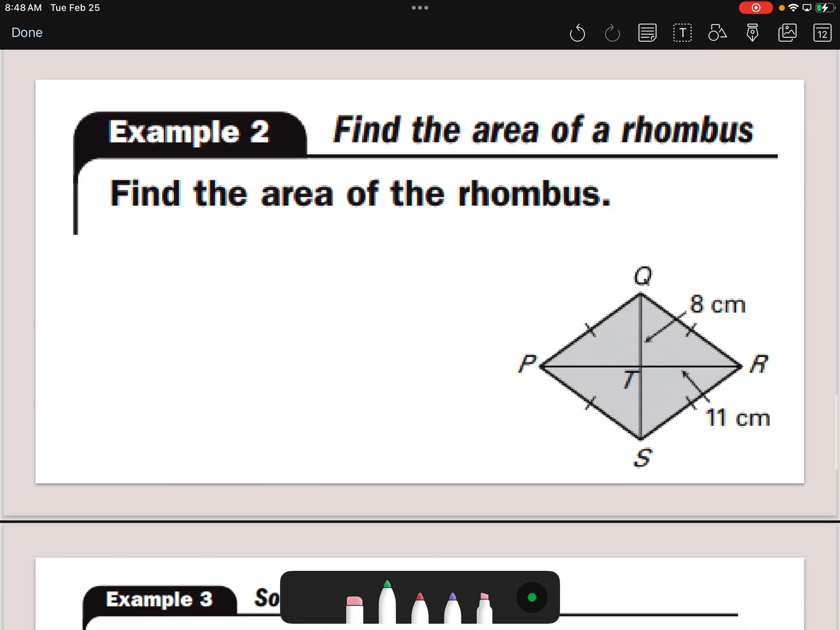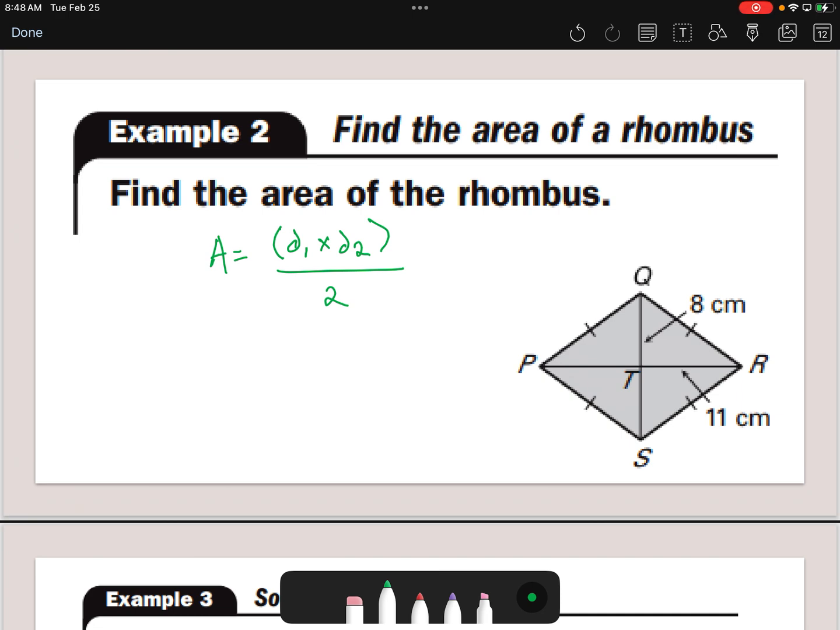Example 2. We have a rhombus. It tells us it's a rhombus. We need to find the area of a rhombus. How do we find area of a rhombus? Diagonal 1 times diagonal 2. We are not adding them. All divide 2. Correct? Do I have both diagonals?